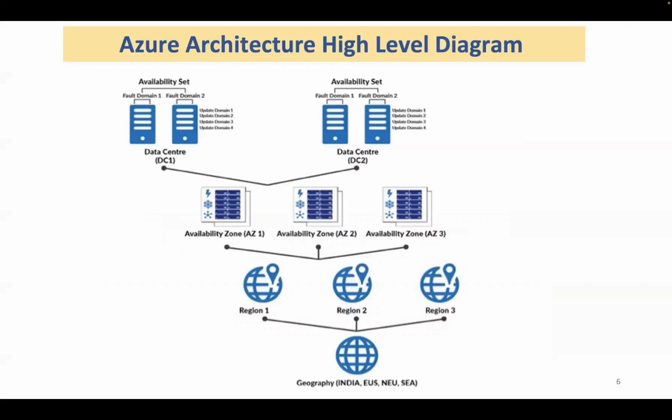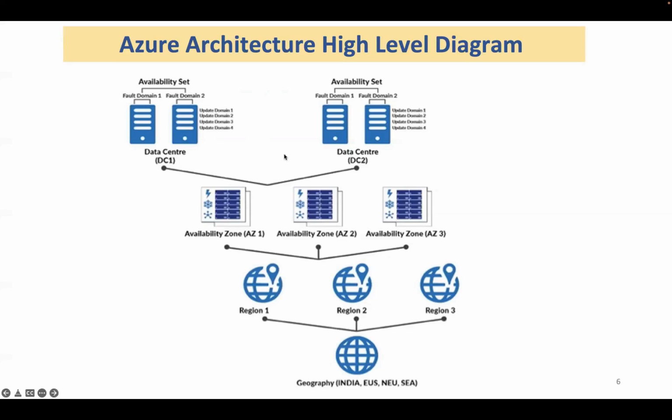On a high level, we have geography, as it is mentioned here. And geography is made of one or more regions. As you can see, one or more regions make a geography. Now, a geography is a discrete market, typically containing two or more regions, that preserves data residency and compliance boundaries. Regions consist of one or more availability zones, and availability zones are nothing but collections of data centers. Within a data center, we have server racks, as you can see here. These are my data centers.